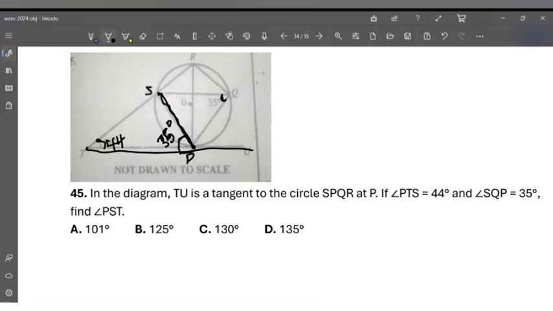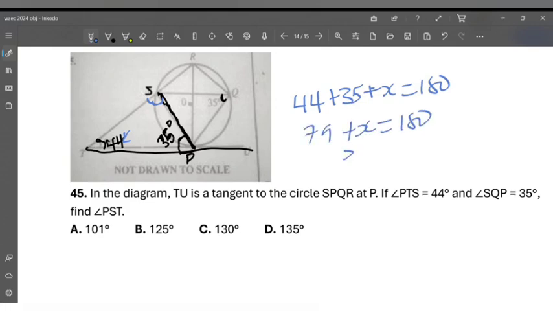So I'm told to find angle PST, which is this place in particular. So I know from sum of angles in a triangle that 44, which is here, plus 35 plus this angle, I'll call it X, is equal to 180. So 44 plus 35, that should be 79, plus X is equal to 180. So X will be equal to 180 minus 79. So X is equal to 101 degrees. Option A.